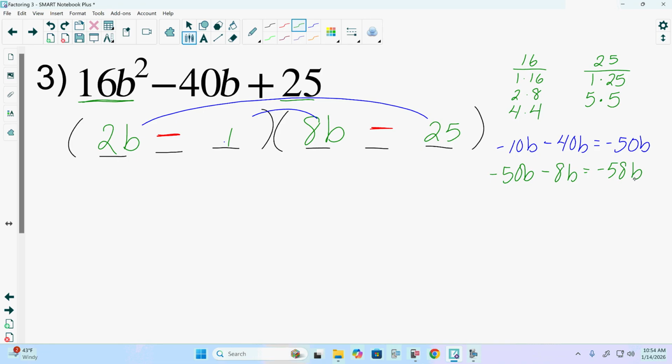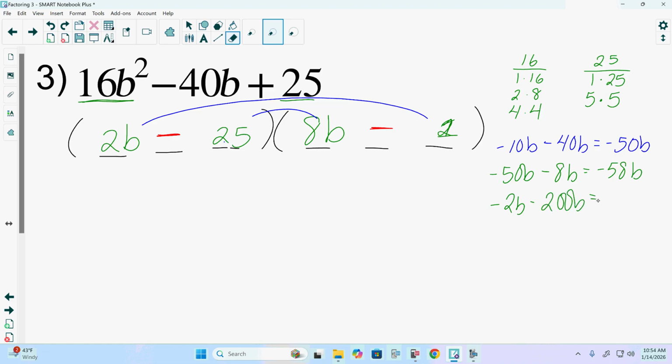So we can switch to 4 and 4. Because most likely switching to 1 and 25 is not going to change anything. Well, I take that back. It will change the values, but it's not going to give us the answer that we want. Because 2b times negative 1 would be negative 2b. Negative 25 times 8 is going to be negative 200b, giving us negative 202b, which is not the middle term that we wanted.